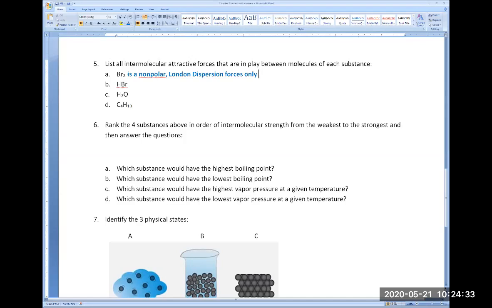No, because there is no hydrogen, right? Br2 is just made of bromine. So there is no way you can have hydrogen bonding. So it really only experiences London dispersion forces.